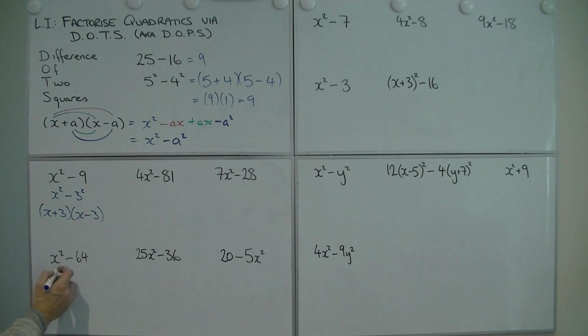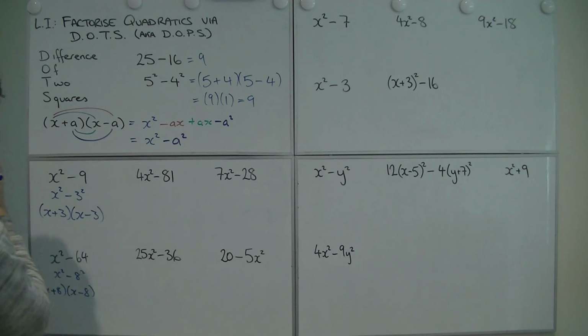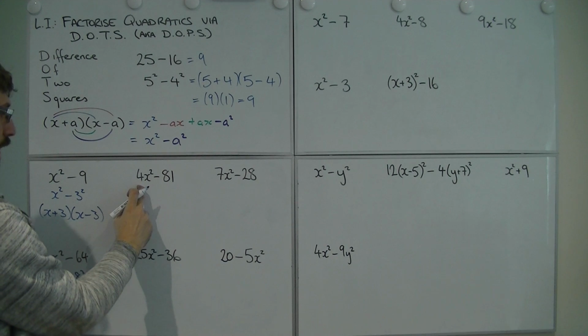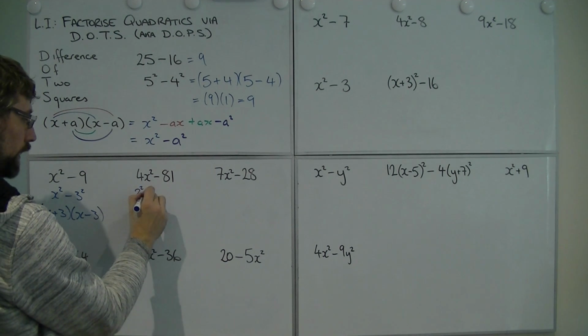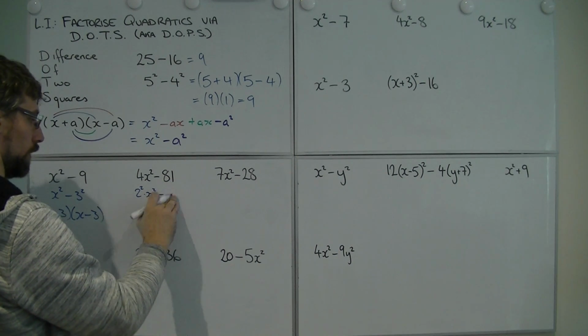Beautiful. Down here, well, I can rewrite that as 64 is 8 squared. Cool. So first number plus second, first number minus second. Beautiful. What about this guy? Oh, hang on, now I've got more things floating around. Oh, well, hang on a second. 4 is also a square number. So I've got 2 squared multiplied by x squared minus, that's 9 squared rather.